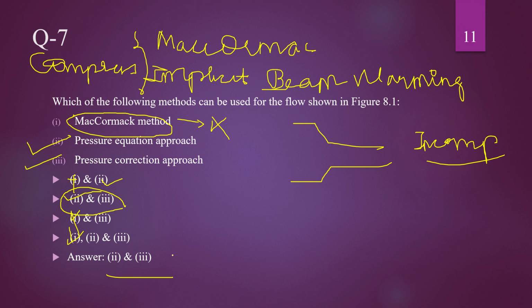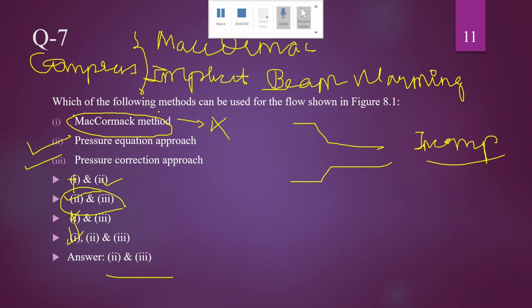In the figure, it is given that the flow is an incompressible fluid flow. Therefore, we are using the pressure equation approach and the pressure correction method, whereas the McCormack method is generally used to solve for the flows governing compressible fluid flow cases. So I hope this problem is clear.